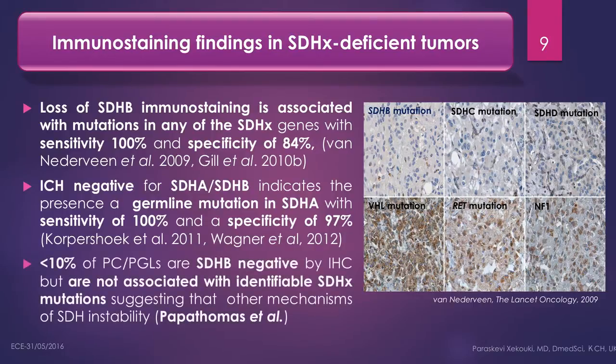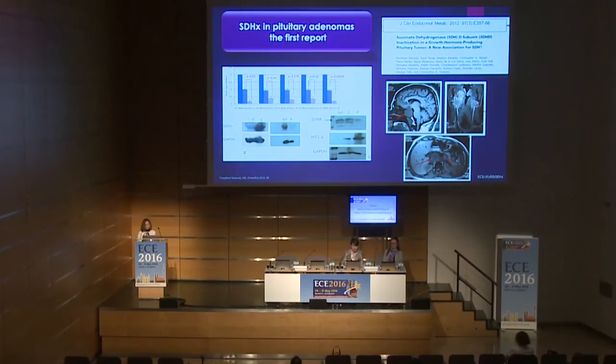But, there is always a but, as Papathomas et al. showed, in less than 10% of pheochromocytomas and paragangliomas that are SDHB negative on immunohistochemistry, they are not associated with identifiable mutations in succinate dehydrogenase, suggesting that other mechanisms may probably cause SDH instability.